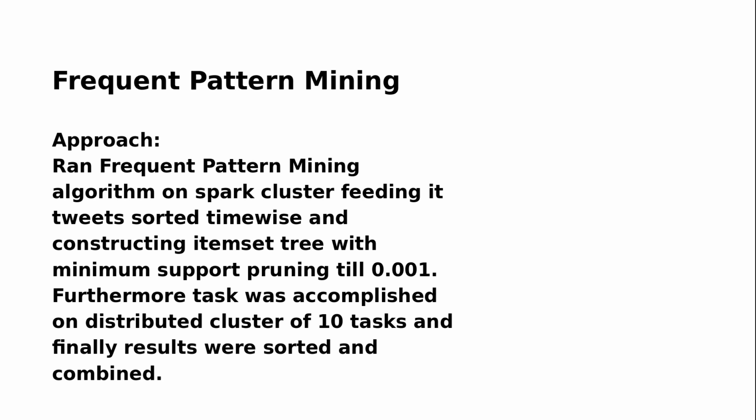Now the approach used was running the frequent pattern mining algorithm on Spark clusters, feeding it tweets sorted time-wise and constructing the itemset tree with minimum support pruning at 0.001. Furthermore, the task was accomplished on a distributed cluster of 10 tasks, and finally the results were sorted and combined.